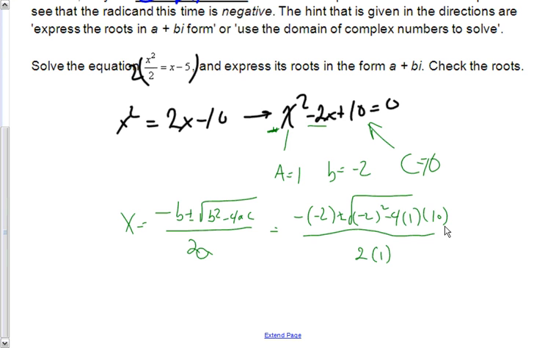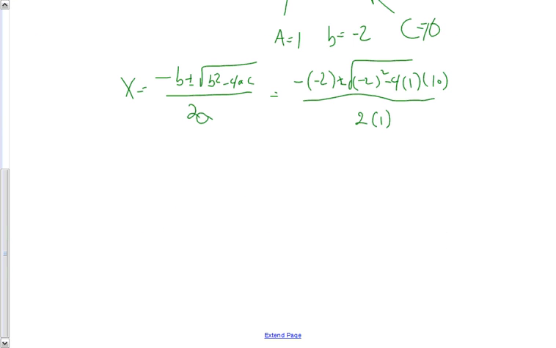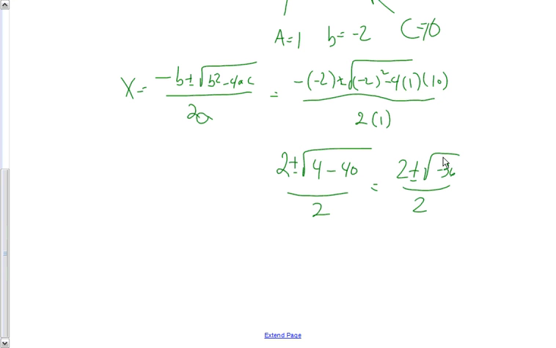Now, if you ever see "write your answers in a plus bi form," that's usually a giveaway that it's going to be complex. This stuff under the radical, the discriminant, probably is a negative number. So we clean it up. 2 plus minus the square root of negative 2 squared is 4, and negative times the positive is a negative. 4 times 1 times 10 is 40, all over 2. If we clean this up, it's 2 plus minus the square root of negative 36, all over 2. Our discriminant is negative 36, which means it's imaginary. So now we have to look at the complex version of it.